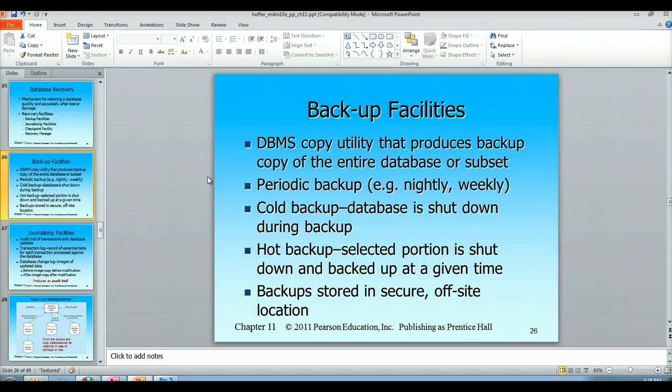Then it's, all right, how often do I do my backups? Do I do it nightly? Do I do it hourly? Do I do it weekly? And again, that depends on the resources you have available. Backups, of course, should be stored in a secure offsite location.